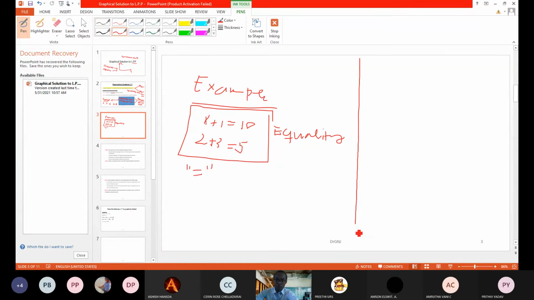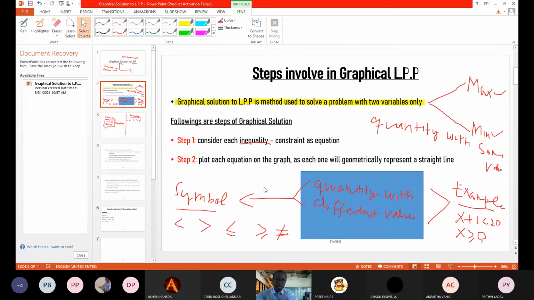Whereas for inequality, we use lesser or equal to, greater or equal to, or greater or lesser. This is for inequality. All right, so this is the first line which we have seen for the first step.